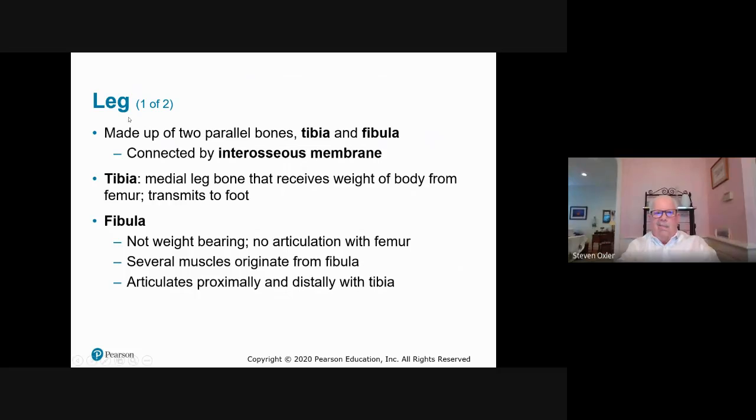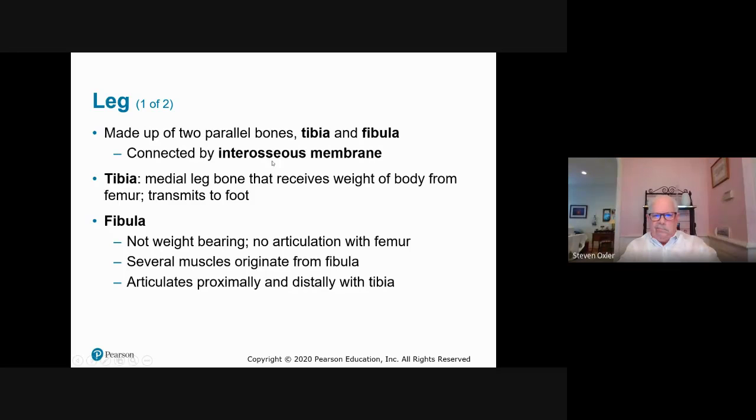The leg. When we talk about the leg, we talk about from the knee to the ankle. Just like the lower arm or the forearm, it is made up of two parallel bones, the tibia and the fibula. The lateral bone is the fibula. The medial bone is the tibia. It is connected, just like in the forearm, with a membrane, an interosseous membrane.